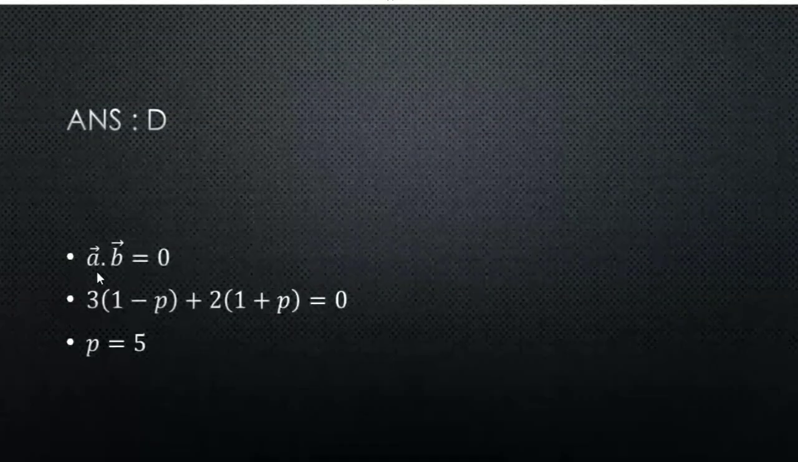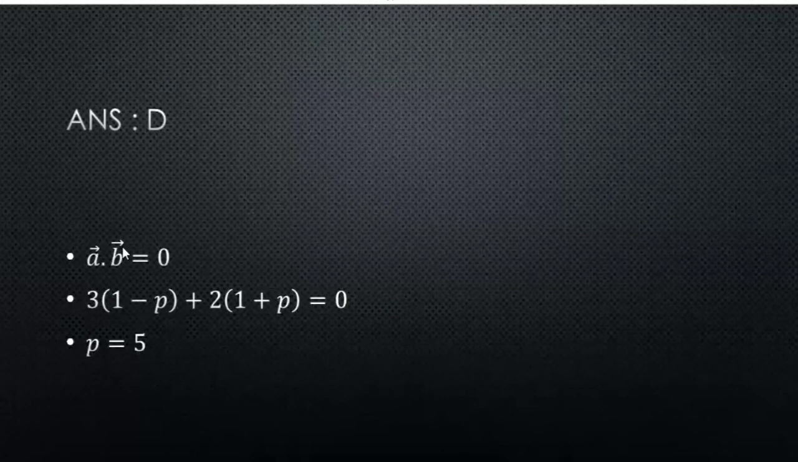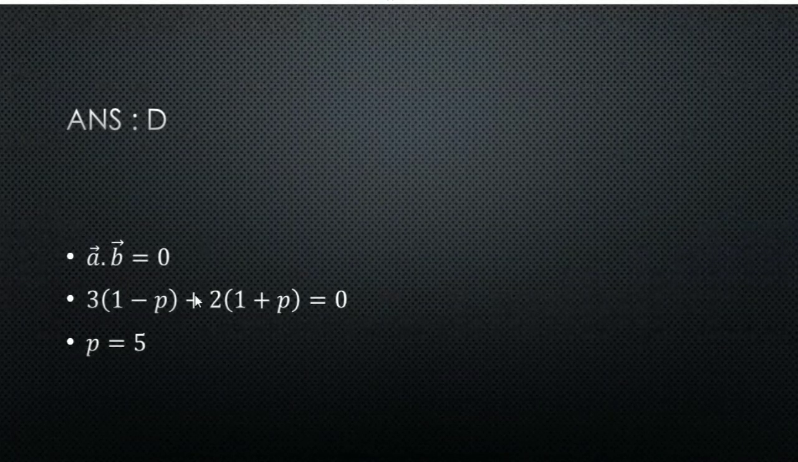So dot product A vector dot B vector will be equal to 0. Simple. These are the CET problems. Okay. 3 into 1 minus p plus 2 into 1 plus p will be equal to 0. So that we will get the value of p as 5.